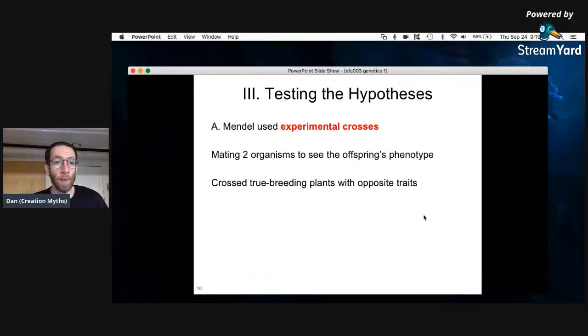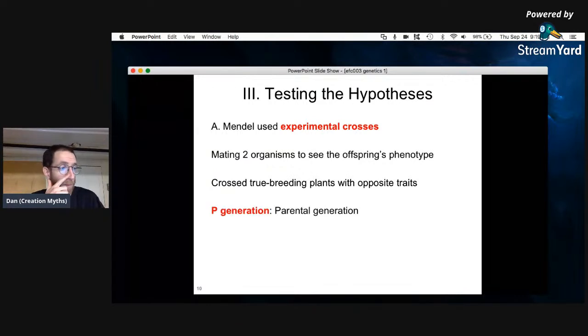Now, Mendel used something called experimental crosses. This just means you're mating two organisms together to see the offspring's phenotype. These are going to be the true breeding lines that we talked about before. They're going to have opposite traits. So like you could have one that's tall and one that's short and see what the offspring look like. Are they tall or are they short? And if they're a mix, what are the ratios? So we're going to do these experimental crosses, document the offspring, and then use those results to evaluate our two hypotheses.